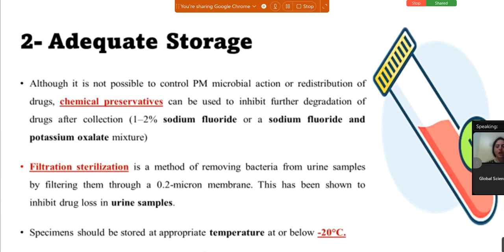Appropriate storage. Although it is not possible to control postmortem microbial action or redistribution of drugs, chemical preservatives can be used to inhibit further degradation of drugs after collection. Also, filtration sterilization is a method of removing bacteria from urine samples by filtering them through a 0.2 micron membrane. This has been shown to inhibit drug loss in urine samples due to bacterial action. Also, specimens should be stored at an appropriate temperature, at or below minus 20 degrees Celsius.